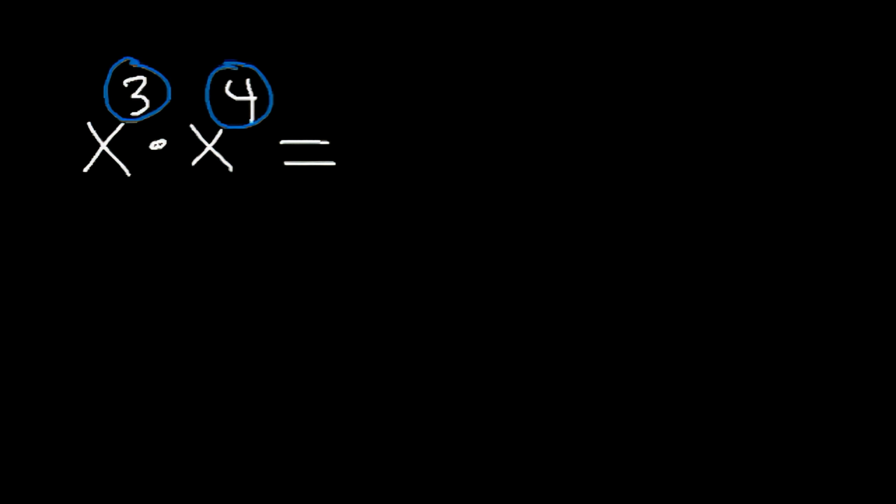Now let's review some properties of exponents. What's x cubed times x to the 4th power? Whenever you multiply common variables, you need to add the exponents. 3 plus 4 is 7. So this is x to the 7.